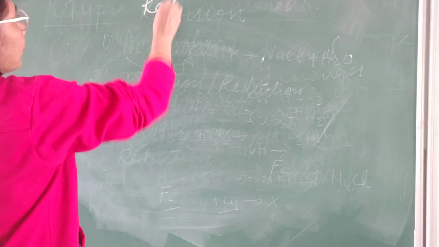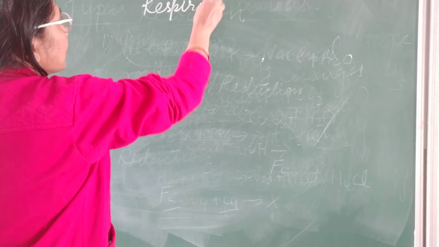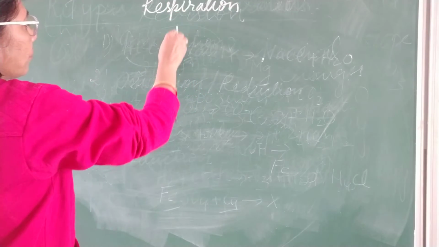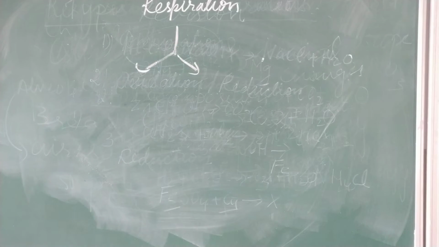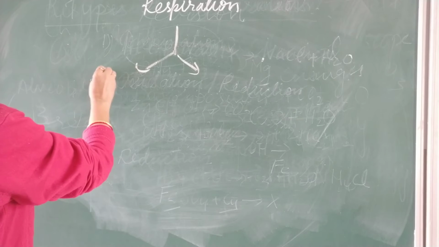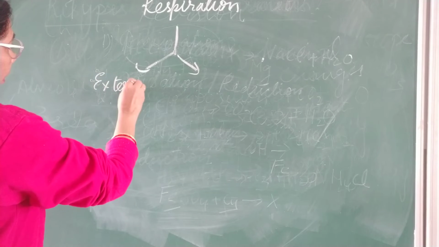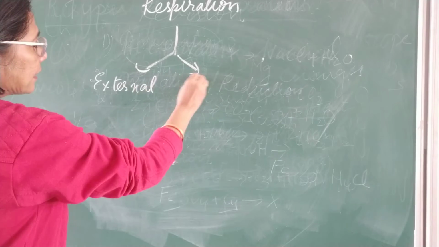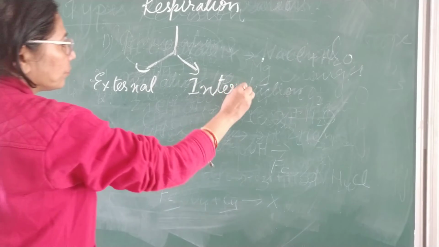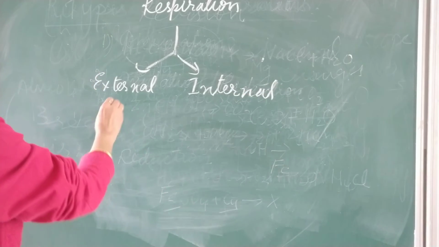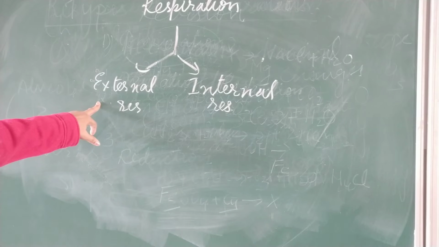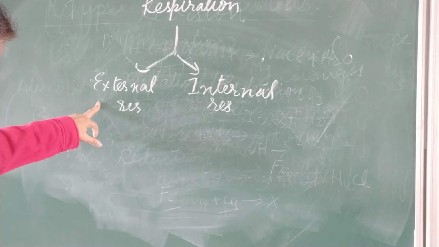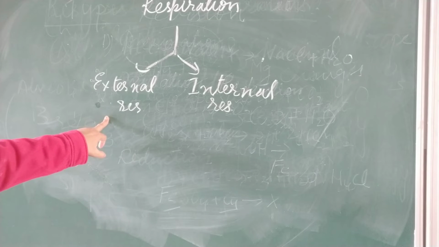Respiration. Two processes are involved in respiration. First is what we say external respiration or breathing. What is external respiration? External respiration, or this is internal or cellular, internal respiration. What is external respiration? Or we call it breathing also, taking in air rich in oxygen and giving out air rich in carbon dioxide. This is what external respiration is.